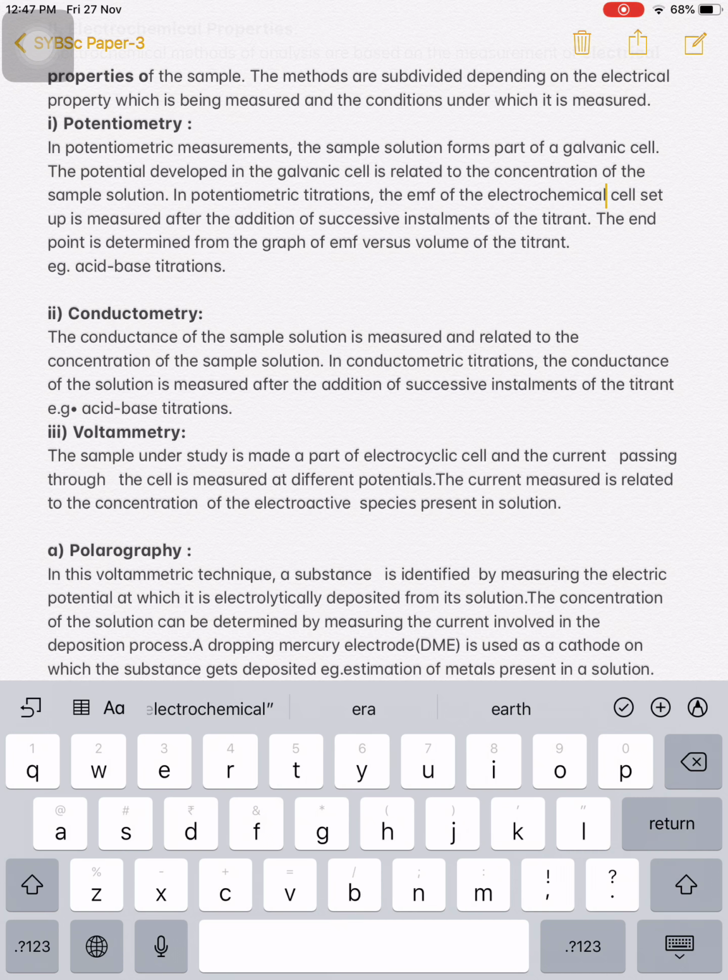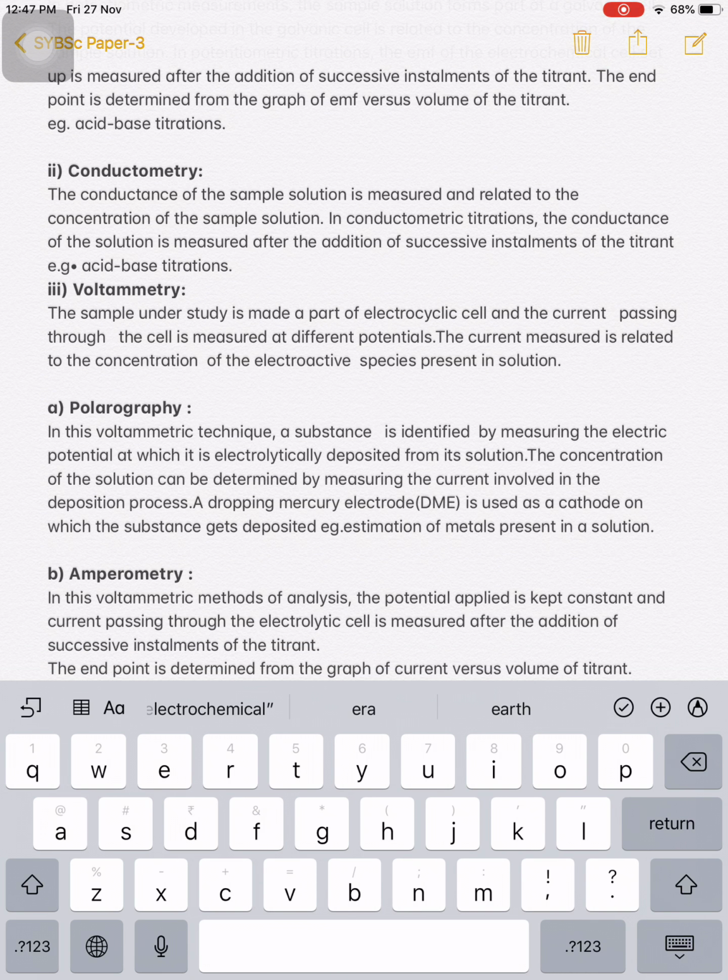An example is an acid base titration. The second instrument is conductometry. The conductance of the sample solution is measured and related to the concentration of the sample solution.